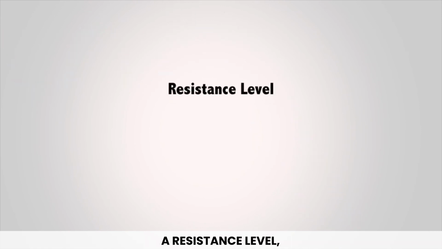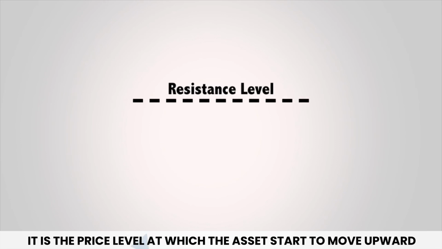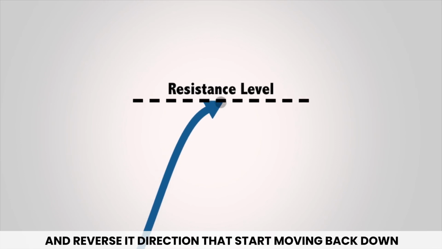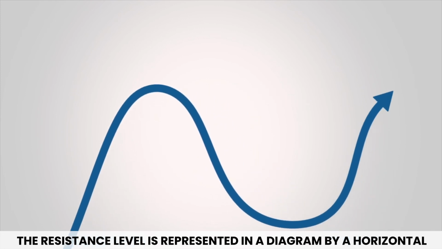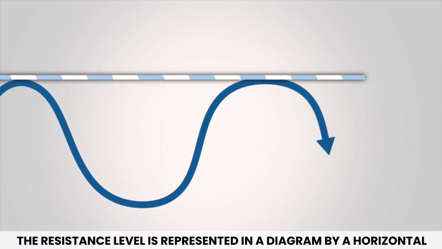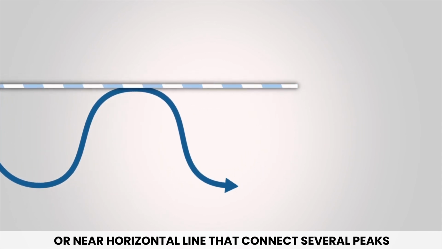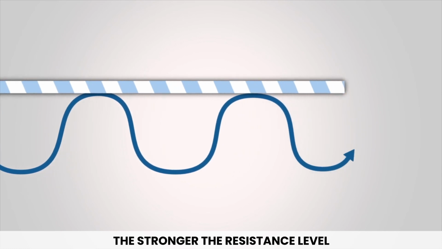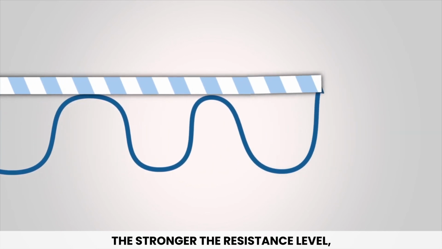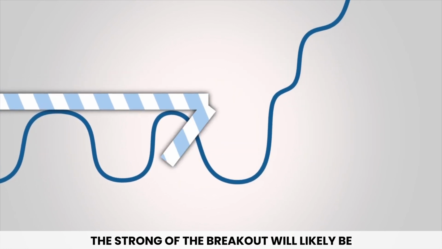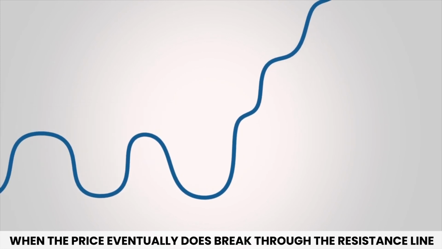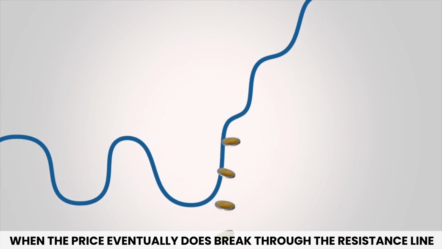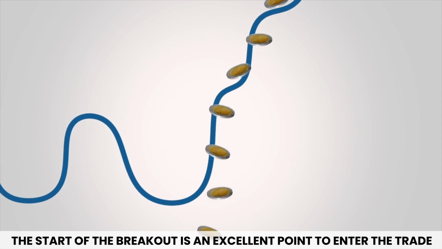A resistance level is a price level at which the asset tends to stop moving upwards and then reverses direction and starts moving back down. The resistance level is represented in the diagram by a horizontal or near horizontal line that connects several peaks. The more peaks on the same price level, the stronger the resistance level. The stronger the resistance level, the stronger the breakout will likely be when the price eventually does break through the resistance line. The start of a breakout is an excellent point to enter a trade.